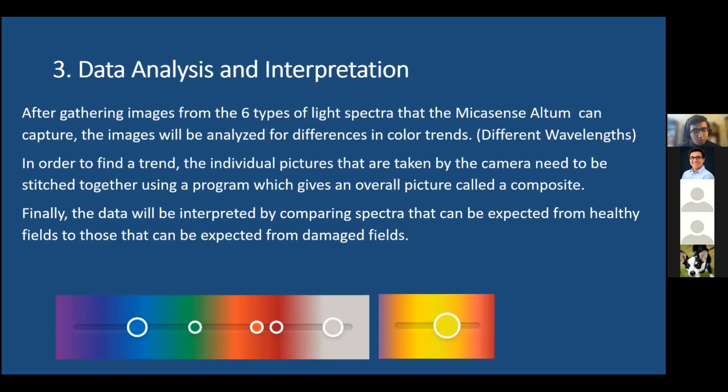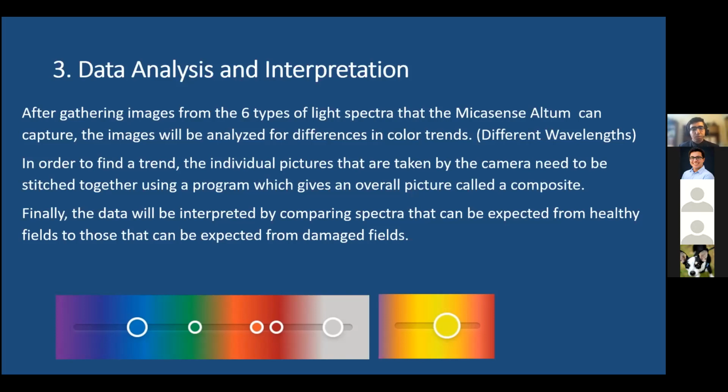So in order to find a trend, the individual pictures are going to be taken by the camera, and then we have to combine them together, which is called stitching. You stitch it together using a program, which then will give you an overall picture, which is referred to as a composite.